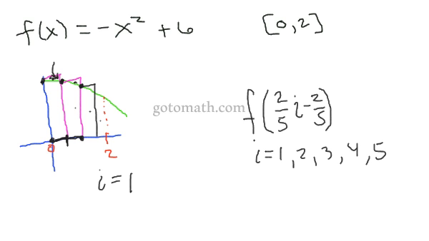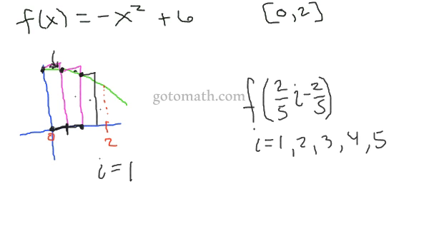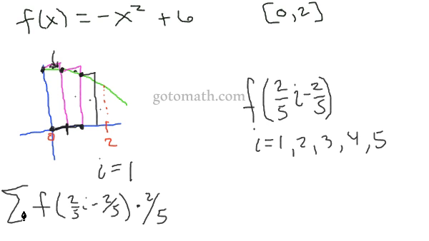All right. So just like we did in the previous problem, we are going to take f of 2/5 I minus 2/5. So that's going to be the height of the rectangle, and the width is 2/5, as you can see here. And we'll be summing that up from I equals 1 to 5.